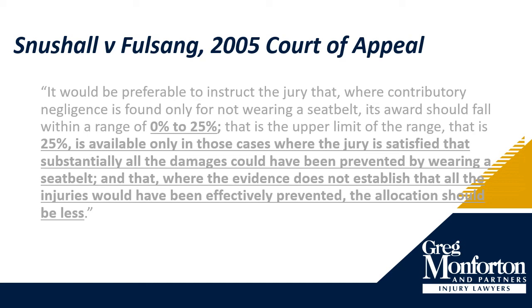And the court went on to say where the evidence does not establish that all the injuries would have been effectively prevented, the allocation of contributory negligence should therefore be less than 25%. And that was the case in the Snushel decision: all of the injuries would not have been prevented by her wearing the lap belt. And so because of that, the range of contributory negligence ought to have been less than 25%.